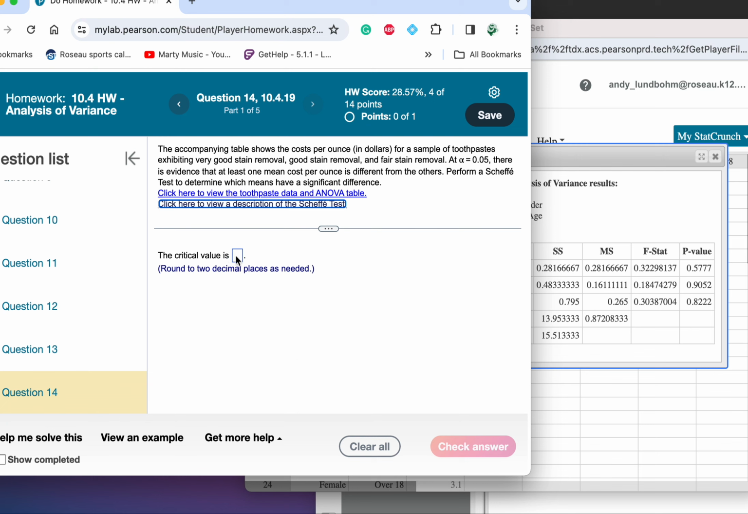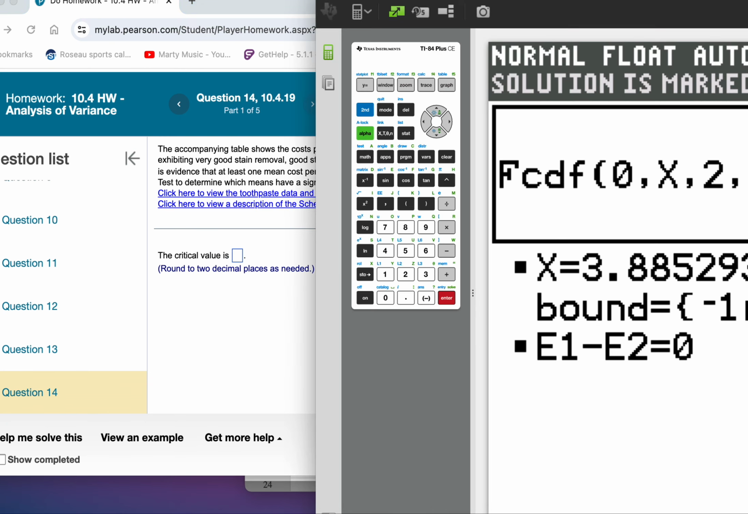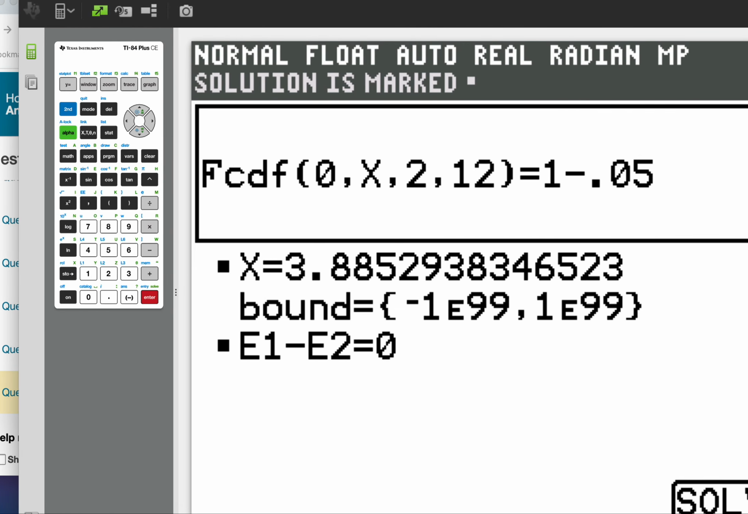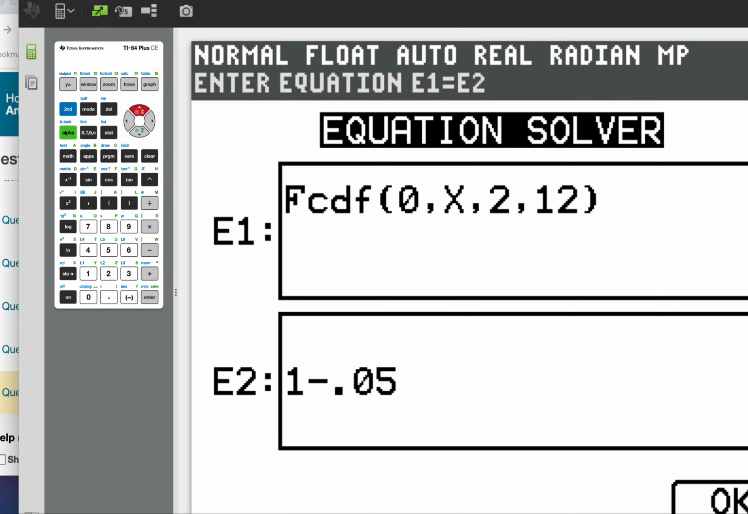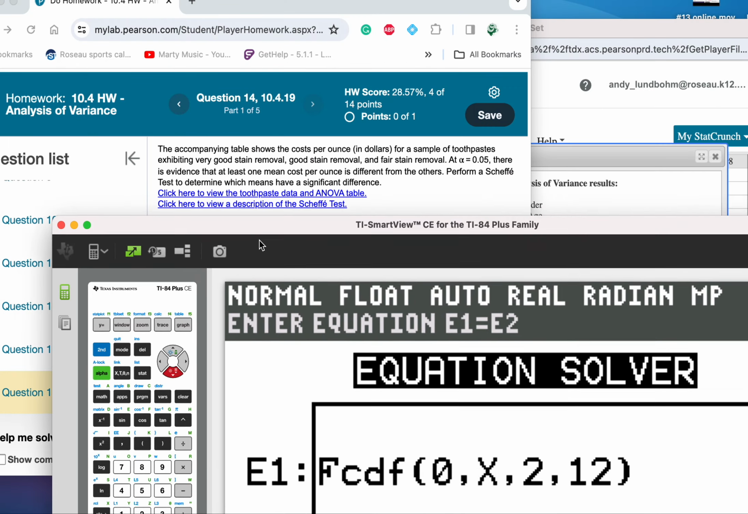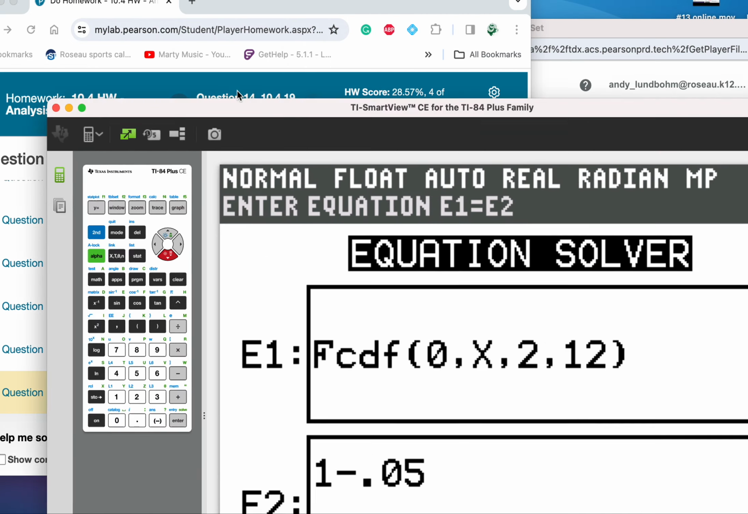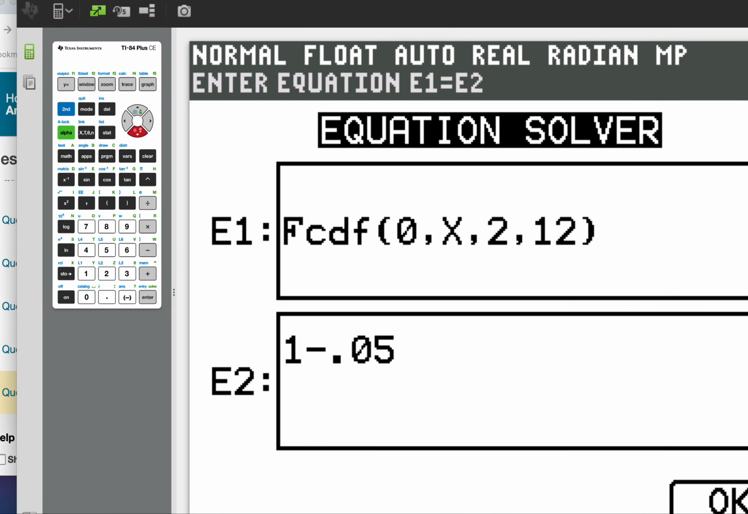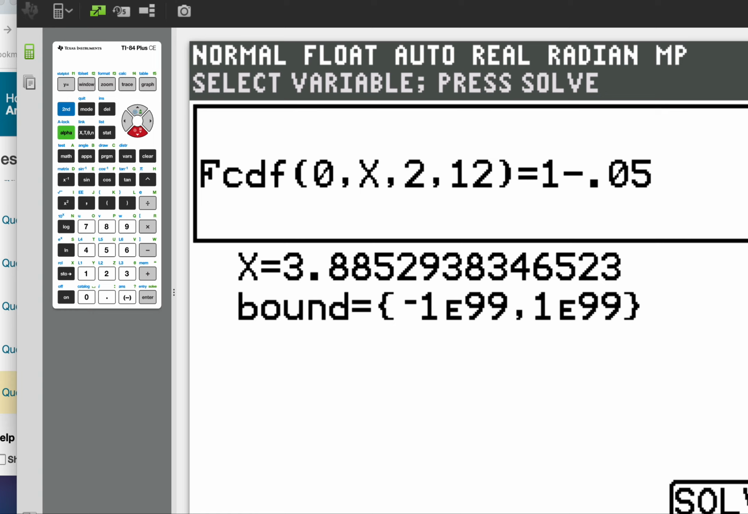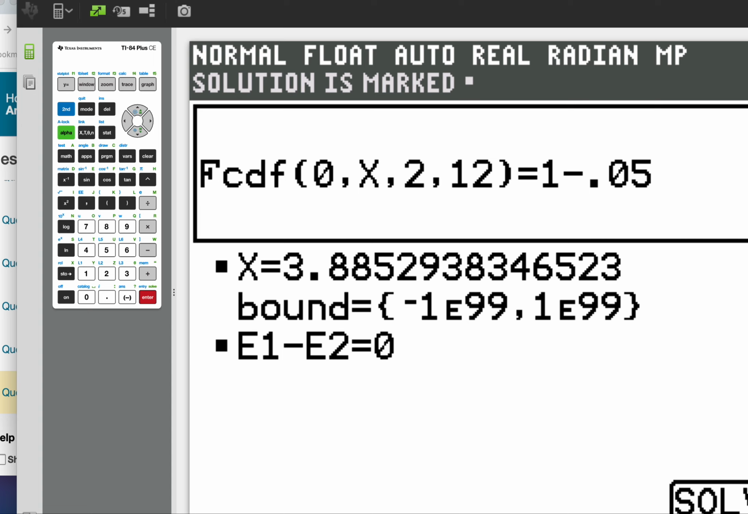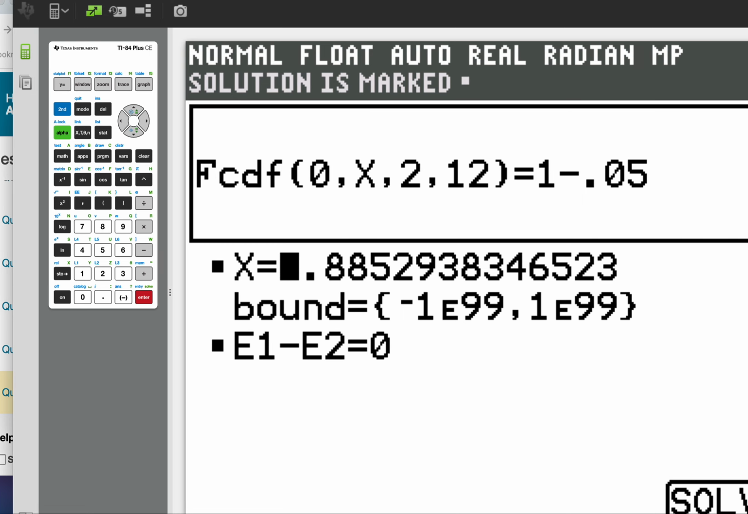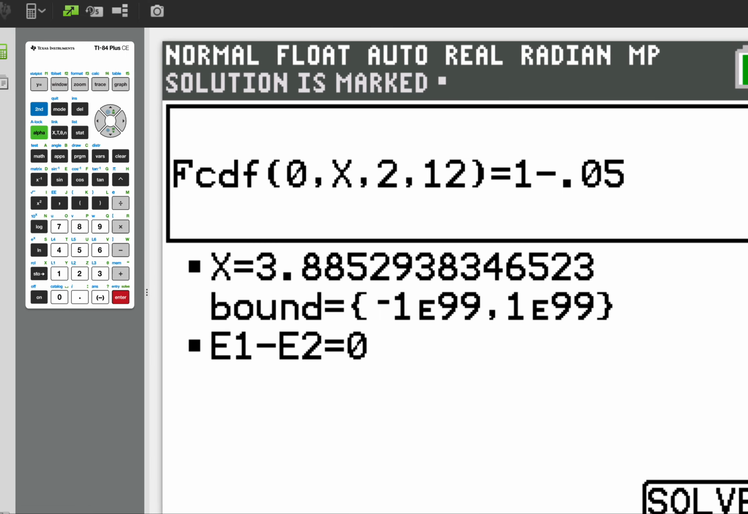Okay, so the first thing is the critical value, degrees of freedom. I don't know if you saw this, but it was 2 and 12. Okay, the other thing here is, no, that should be good. All right, everything here should be good. Go to solve. 3.89.